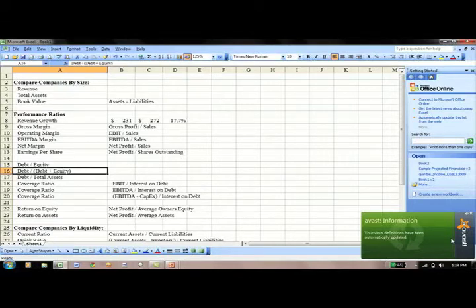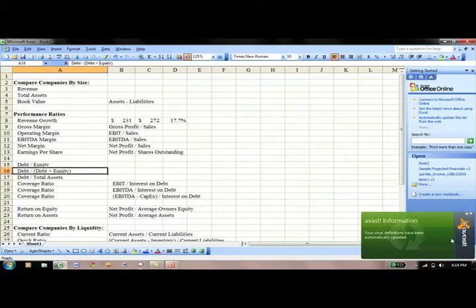But on the flip side, if you have debt of 100 million and you have total assets of 122 million, then you're teetering at the edge, or you're beginning to teeter at the edge, and that's generally speaking not a good place to be. So debt by total assets is a pretty interesting measure.